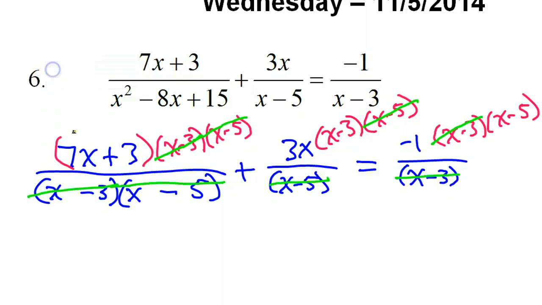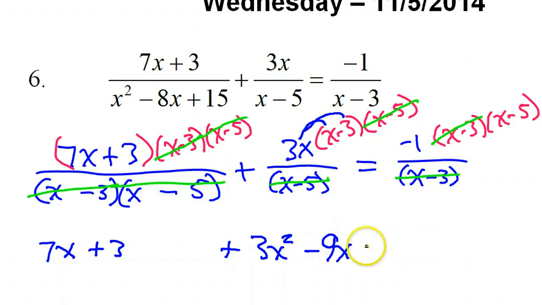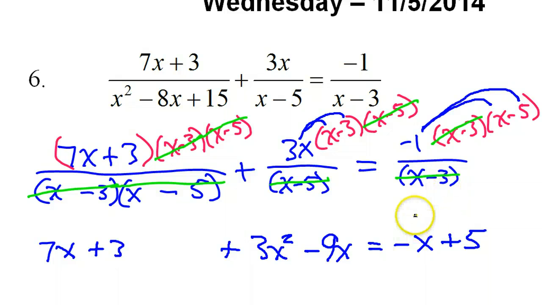So that's going to leave me with, from this fraction, I've still got 7x plus 3. From this fraction, I'm going to go ahead and distribute here, so that'll be 3x squared minus 9x. And then I'm going to distribute this negative 1. So that'll be negative x plus 5.